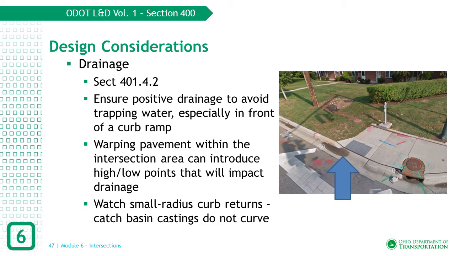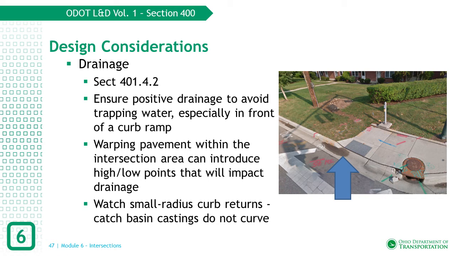Another key component to intersection, radius return, and curb ramp design is ensuring positive flow for stormwater runoff. While detailing the elevations of the radius return and curb ramps on intersection details, it is important to assess how the drainage flows through the intersection. It is critical to ensure positive drainage to adjacent storm structures is provided to avoid ponding or trapping of debris in the curb ramp, like what is highlighted by the blue arrow here.